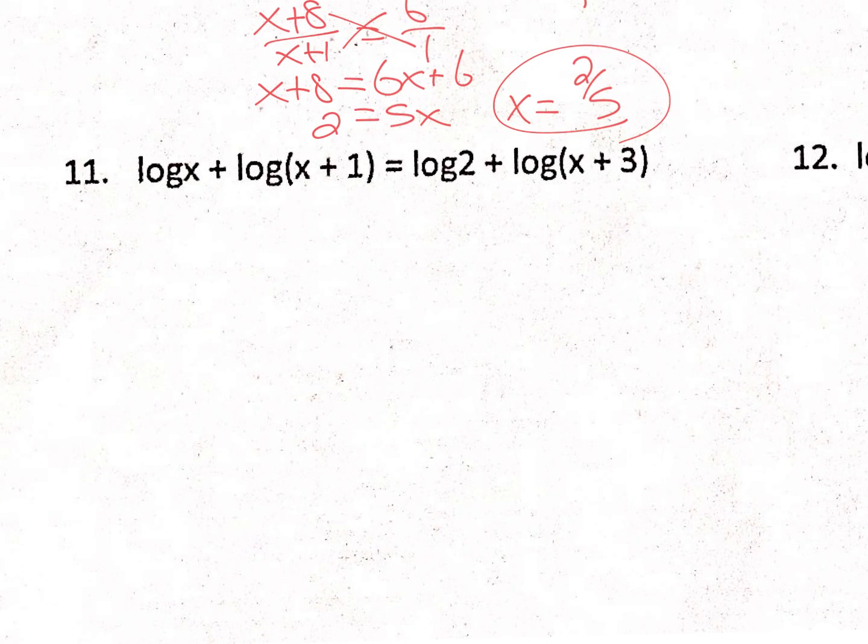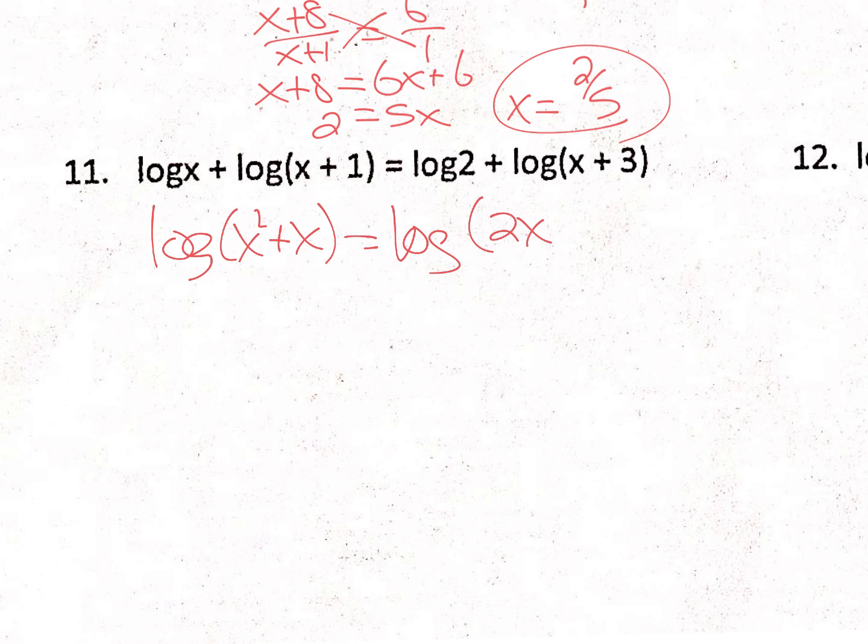Now 11 has addition on both sides. All right, so to combine the logs, I'm going to use multiplication. You know that. So same thing on this side, use multiplication. Now look what I have. Once I do that step, I've got one log on each side, which means now you can just drop the logs out. Gives you x squared plus x equals 2x plus 6.